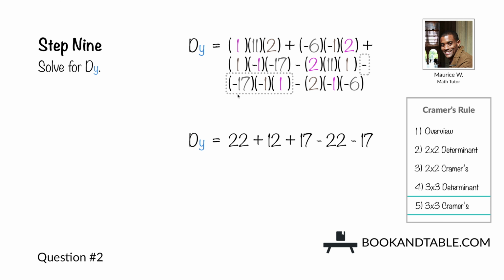Negative 1 times negative 17 is positive 17. Positive 17 times negative 1 is negative 17. Times 1 is negative 17. Negative 1 times 2 is negative 2. Times negative 1 is positive 2. Times negative 6 is negative 12. So dy is equal to 22 plus 12 plus 17 minus 22 minus 17 minus 12. So dy is equal to 0.